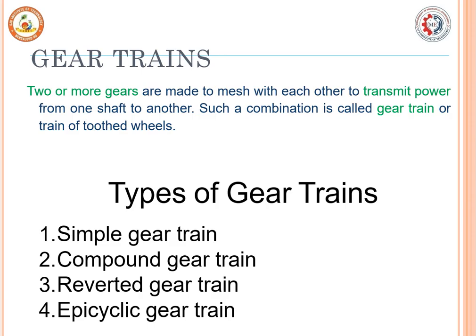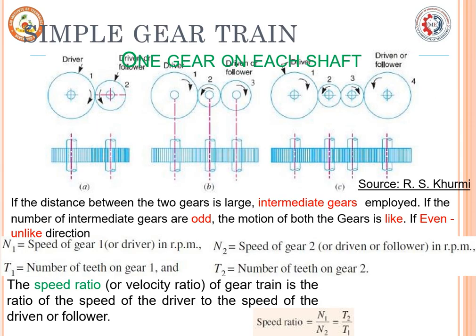The types of gear trains are simple gear train, compound gear train, reverted gear train and epicyclic gear train. In the simple gear train, when the distance between the two gears is large, an intermediate gear is employed. Here you can see one gear attached on each shaft. If the number of intermediate gears is odd, the motion of both gears is alike. If it is even, it is unlike.